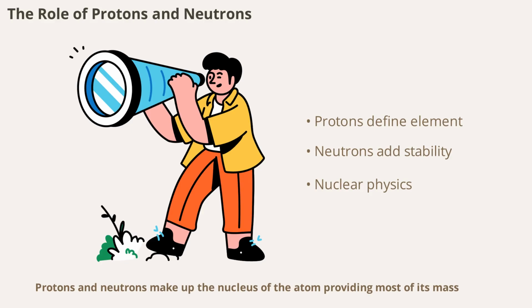Protons and neutrons make up the nucleus of the atom, providing most of its mass. The number of protons determines the element, while neutrons contribute to the atom's stability.